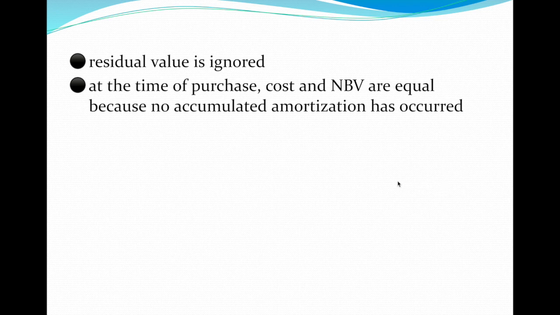One of the nice things about this method, although it is more complicated, is that the residual value is ignored. Now, at the time of purchase, the historical cost and the NBV, the net book value, sorry, are equal because no accumulated amortization has occurred. So when you first get something, it hasn't amortized yet, so the two values are the same. But after that, in the calculation, we're more concerned with the NBV than we are with the historical cost, and I'll show you what I mean.